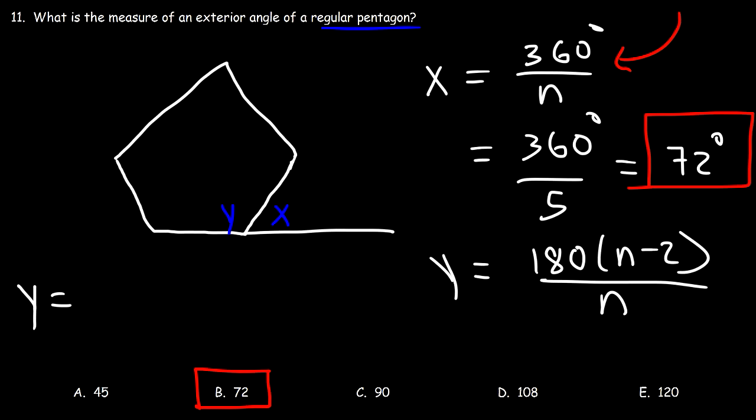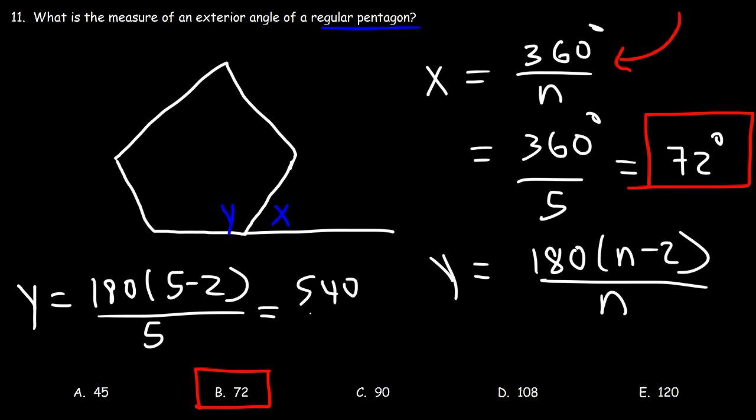So now let's go ahead and plug in n. So n is 5 in this example. Now 5 minus 2 is 3, and 180 times 3 is 540. So then it's going to be 540 divided by 5. Now 500 divided by 5 is 100. 40 divided by 5 is 8. So this is going to be 108.